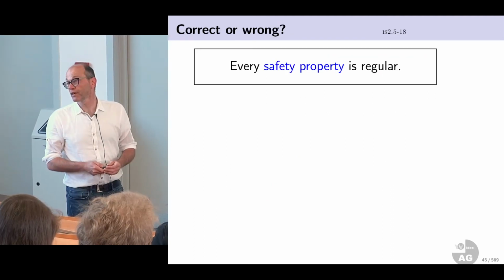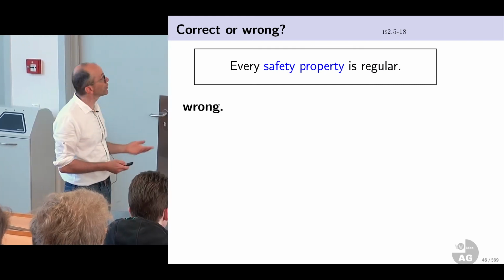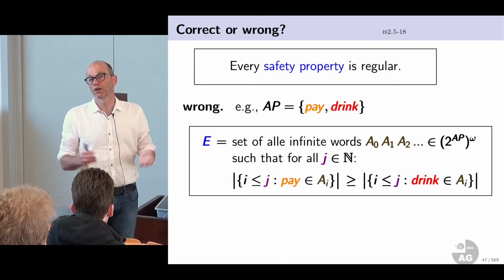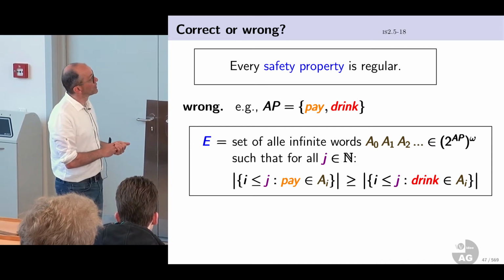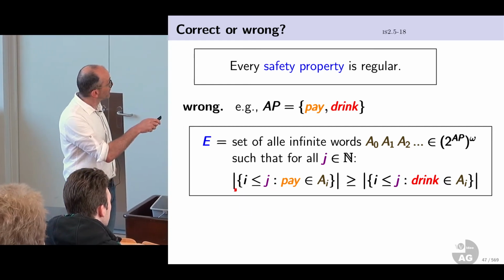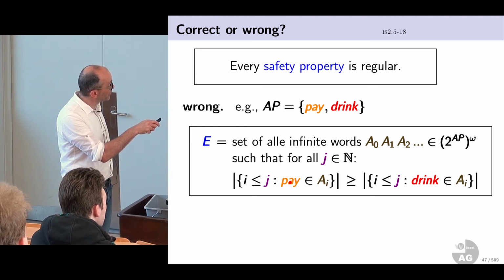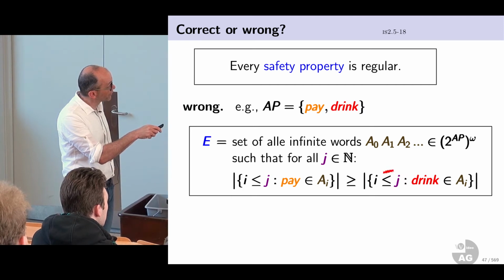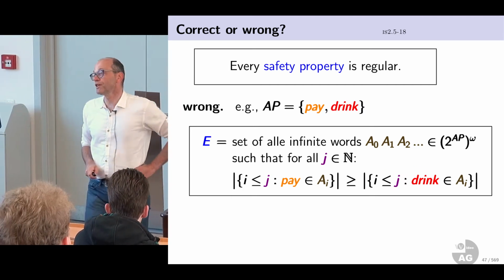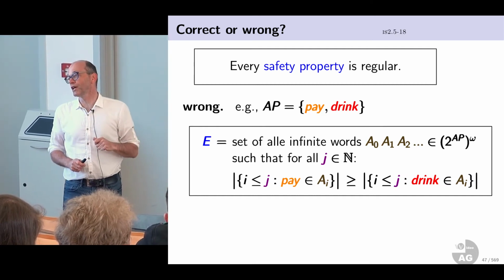Every safety property is regular. This, of course, I hope you immediately see is nonsense. Why is this nonsense? Because you can also specify things which are not regular anymore. So here you have an example. The set of all infinite words such that the cardinality of the set of positions along the word that contain pay is at least the cardinality of the set of positions that contain drink. So this basically says the amount that you paid is at least the number of drinks that you obtained.